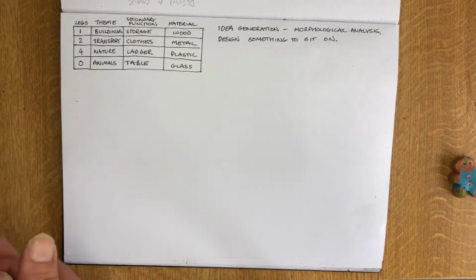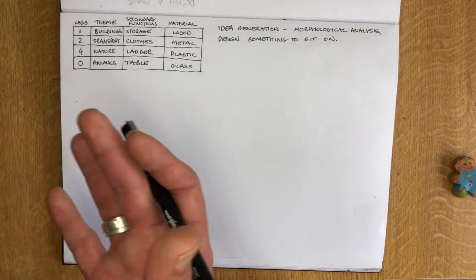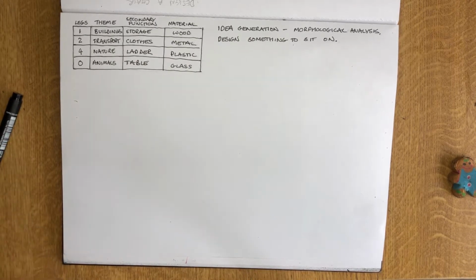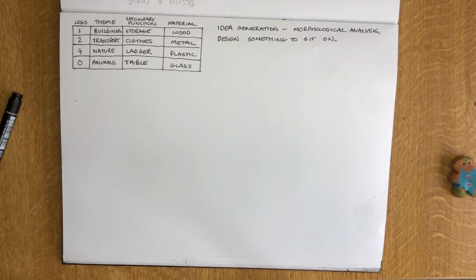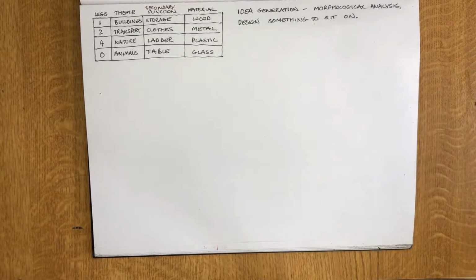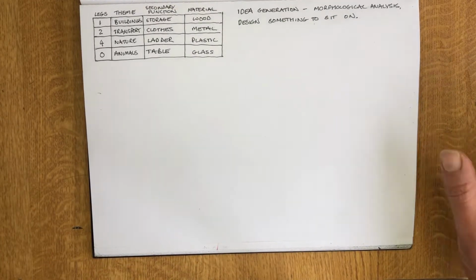So the technique we're going to use today is called morphological analysis. It's one of my favourite idea generation techniques. I find that it allows me to come up with diverse ideas quite quickly. So we'll just talk through a little bit about what morphological analysis is, and then we'll get on with the challenge. Morphological analysis is simply a technique used to help designers come up with interesting ideas. It works with almost anything that requires different elements to it.